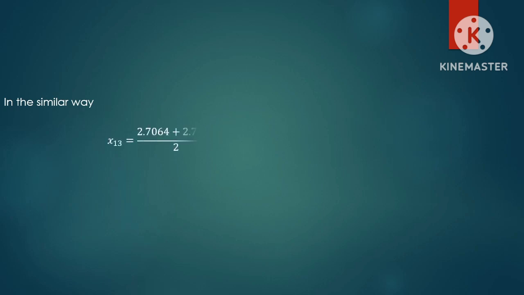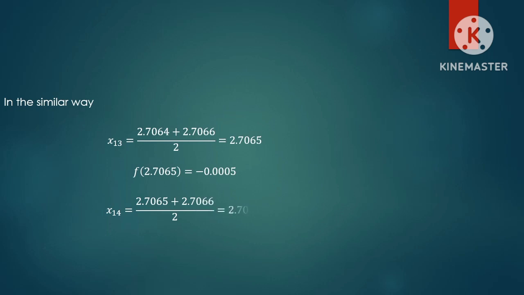In the 13th iteration, the value of x is 2.7065. We find the value of the function at that point and then perform the next iteration, which is the 14th iteration, and we get 2.7065. The value is the same up to 4 decimal places in the 13th and 14th iterations, and that is the required accuracy. So we will stop here.